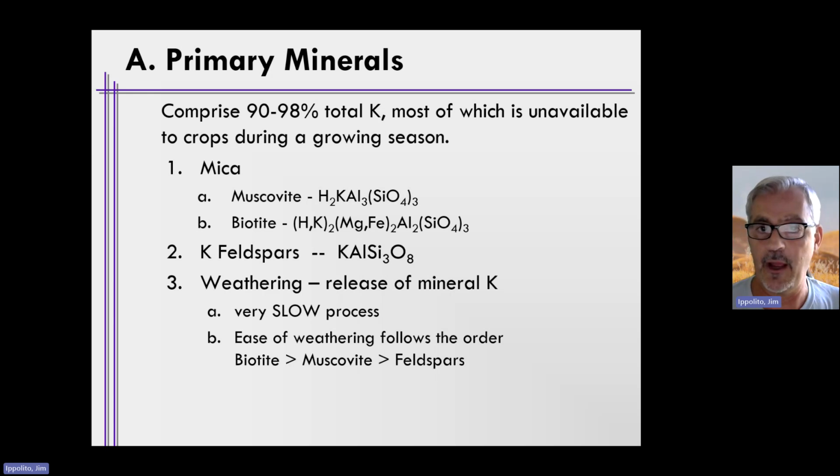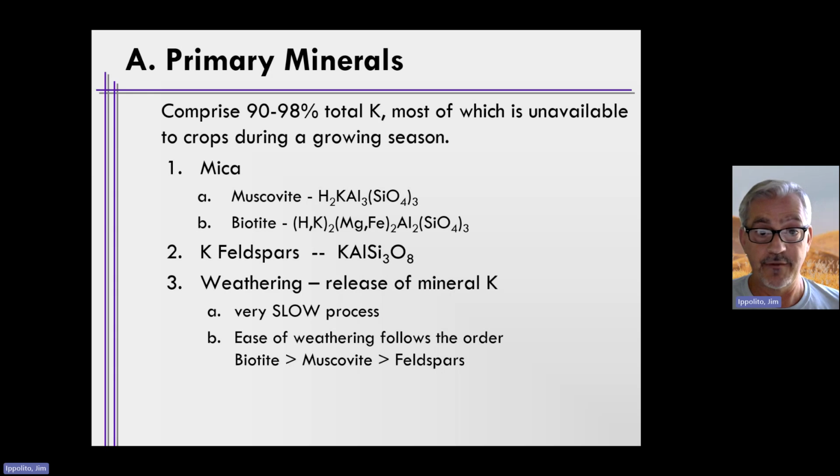And so the first thing I want to talk about is the primary mineral phases that are present in some of our soils, and most of our soils, really. Depends on where you're located, I guess, in terms of the weathering scheme of soils across the US or the globe. But if you have primary minerals that contain potassium, 90 to 98% of the total potassium in the soil is most likely in these primary minerals, and that is unavailable to crops during any given growing season. So what are those minerals?